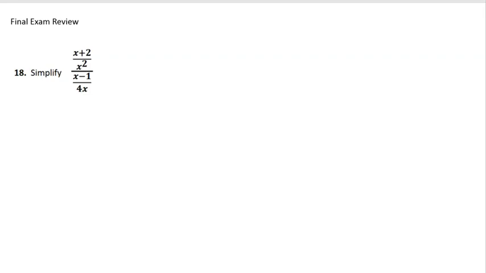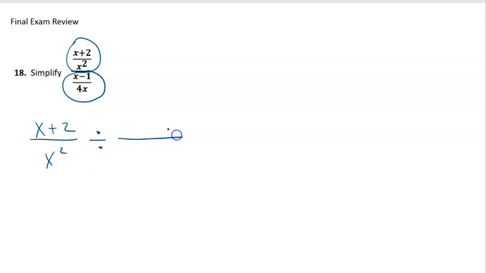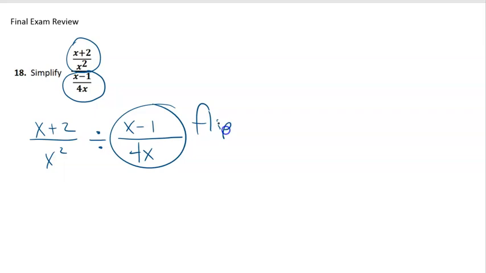All right, what are we going to do with this mess? It just says simplify. Well, y'all, this is called a complex fraction. We have a fraction, this guy right here, trying to circle in the numerator, divided by another fraction, the denominator. This is no different than x plus 2 divided by x squared divided by x minus 1 over 4x. Well, from the last problem, you know what to do. You need to flip that guy.